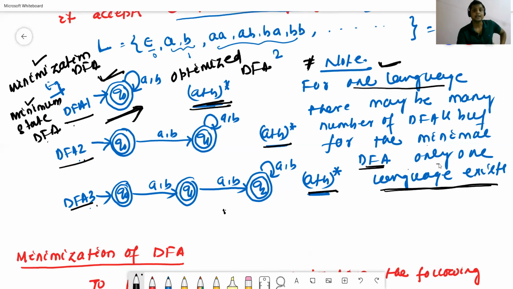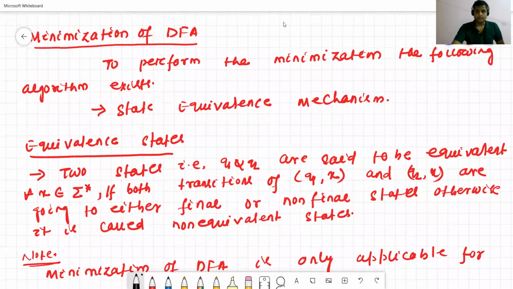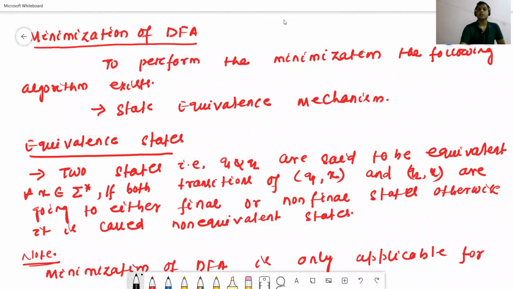Now we'll see what is the meaning of minimization of DFA and how to construct the minimization DFA. Hope all of you understand. Okay. Minimization of DFA. To perform the minimization of DFA, the following algorithm exists. This is called the state equivalence mechanism. What is the meaning of state equivalence mechanism? Now we'll try to understand with the help of one example.